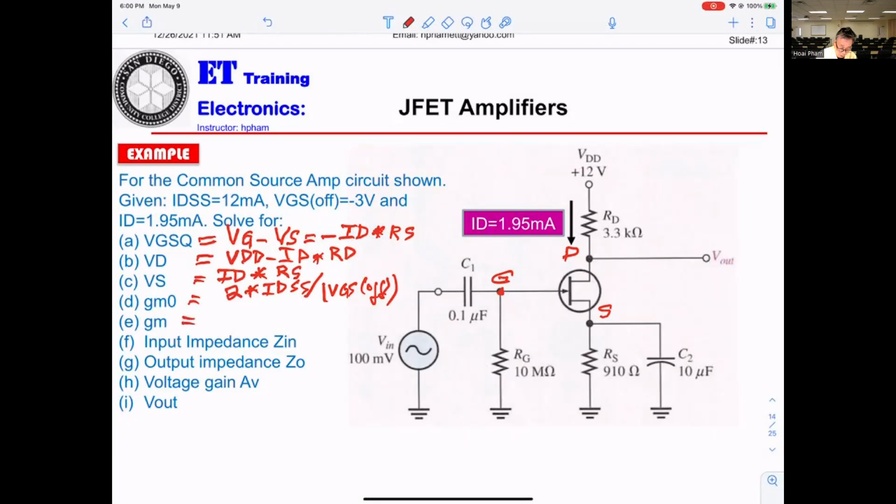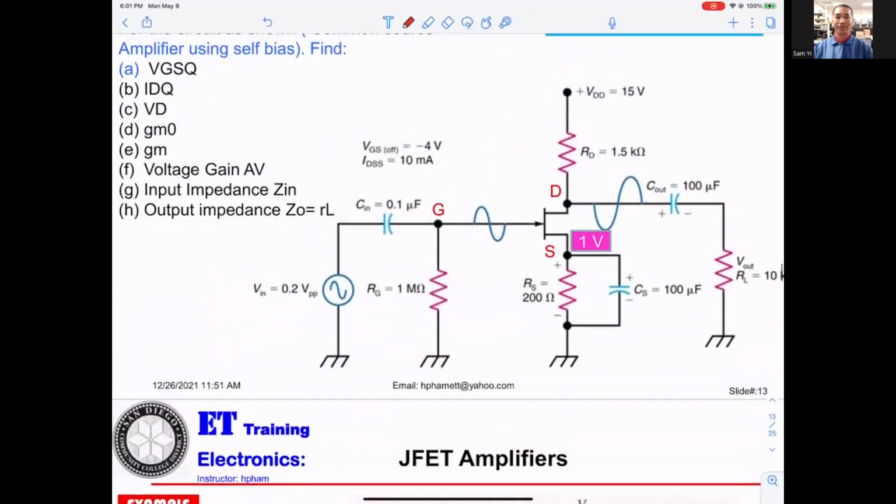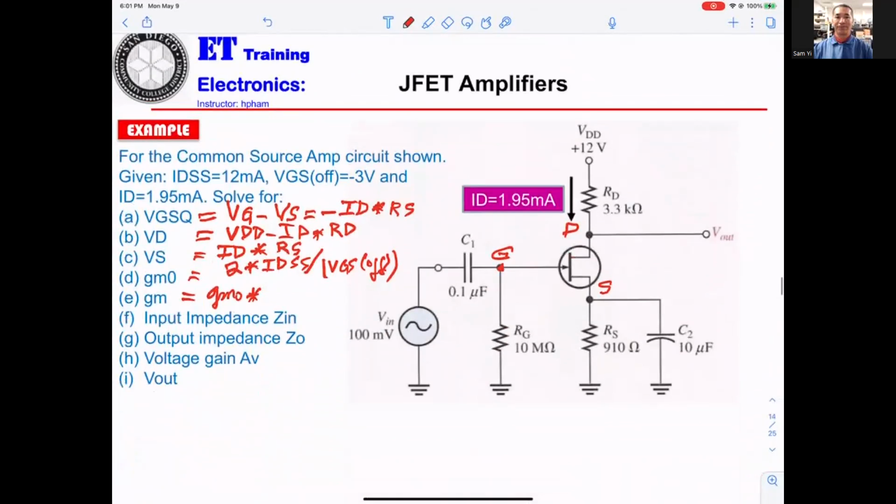And GM0 equal GM. Now, GM equal GM0 times, is it 1 minus? Let's see. Yes. 1 minus VGS divided by VGS off. 1 minus VGS divide VGS off, right? Yes.